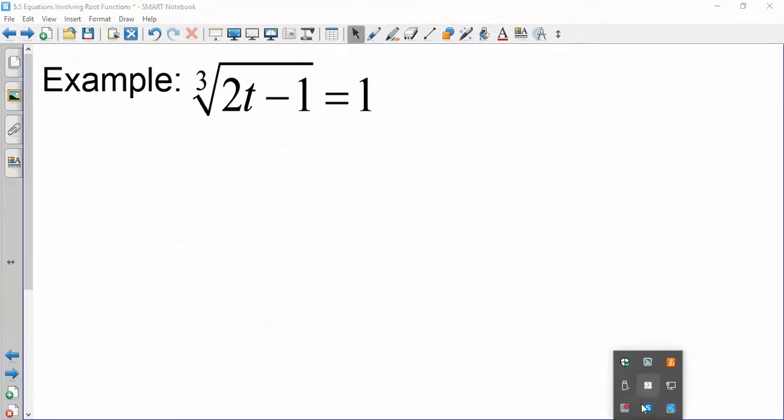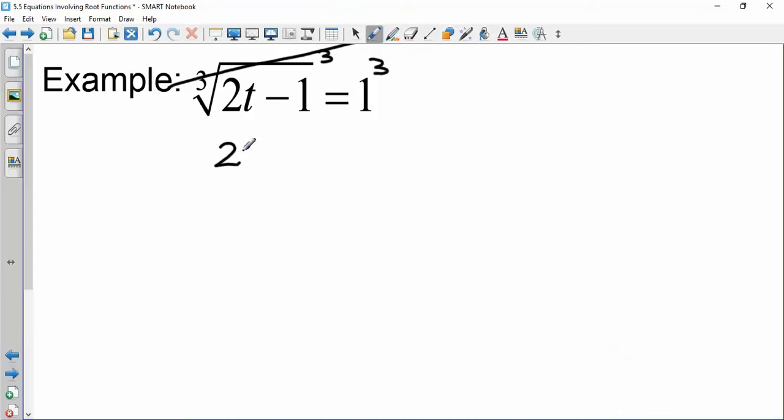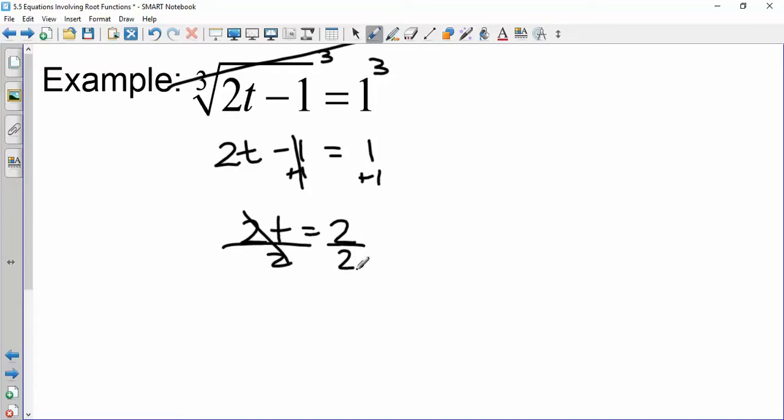You guys solve this one for me by itself. So we just get to cancel the radical. So the opposite of a cube root is a cube. You get 2t minus 1. 1 to the third power is 1. How do we move this over? So you get 2t equals 2. Divide by 2, so t is 1.